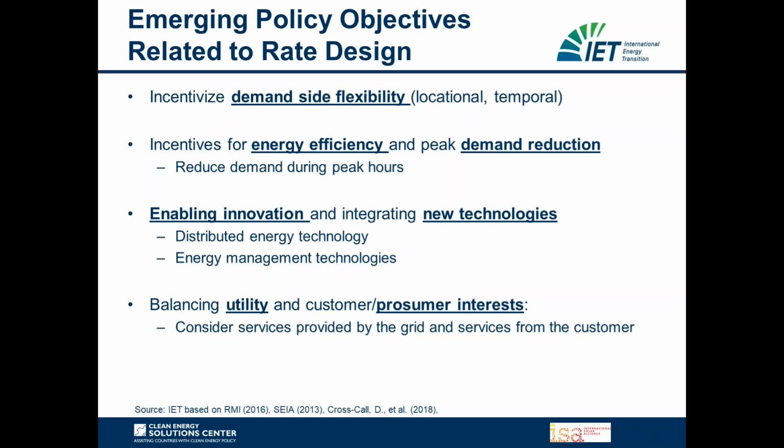Many policymakers are also trying to incentivize technological innovations, be it with energy management technologies, but also with distributed renewable energy technologies such as solar PV. And what is frequently coming to the forefront of the discussion is a sort of a balance between the interests, first of all, of the utility, of the network operator, and then those of prosumers. That means people who are both producing and consuming electricity, so households with solar PV on their rooftops, for instance. So these are a few of the emerging policy objectives.